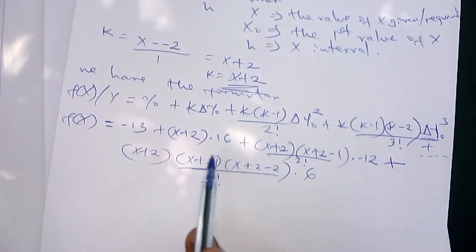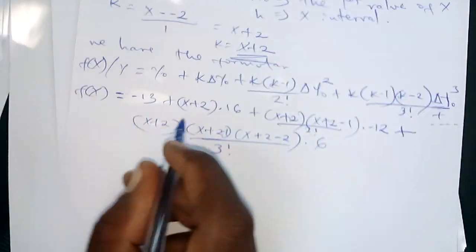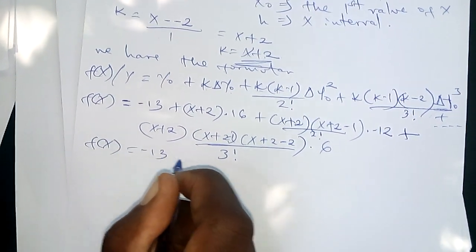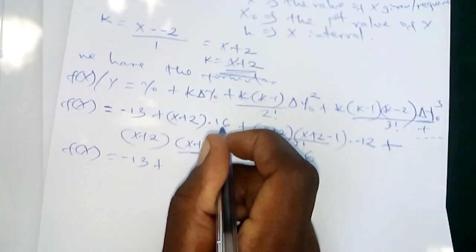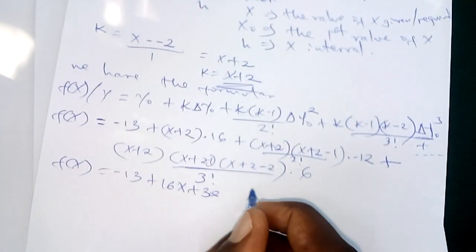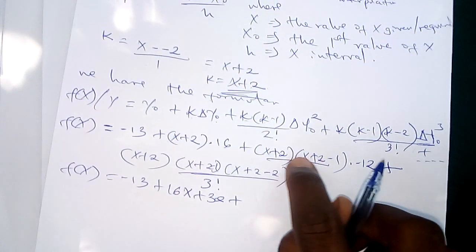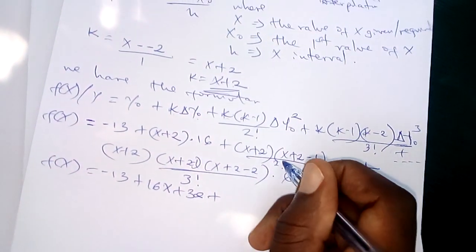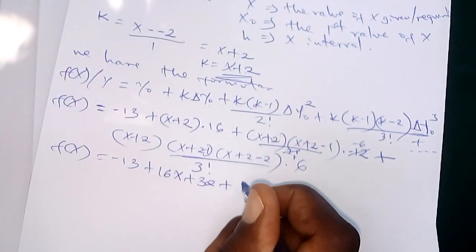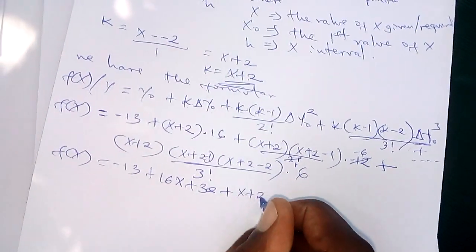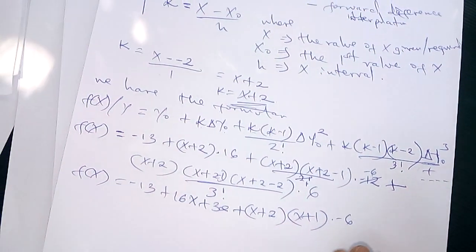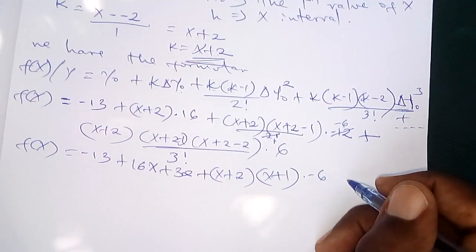Now we multiply out. When you simplify this one, f of x is equal to negative 13 plus, if you multiply this one by this bracket, 16x plus 32, plus again this one. When you simplify this one, it will be negative 6. So it is going to be x plus 2, x plus 1 multiplied by negative 6.